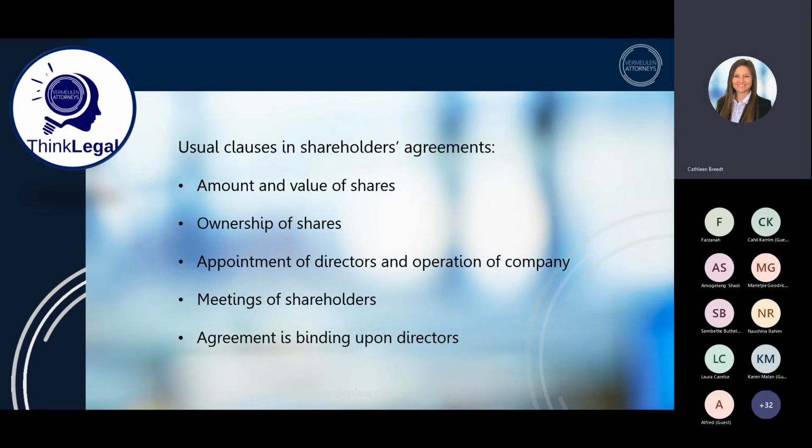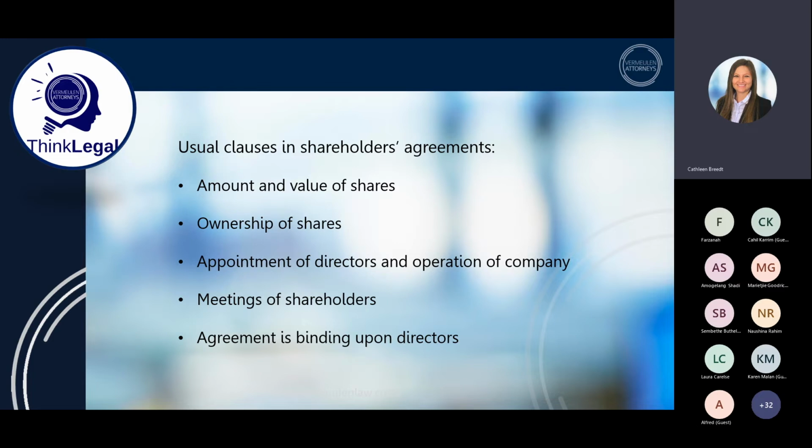The usual clauses included in the shareholders agreement would be the value and the amount of shares. As you probably know, a company can decide to issue 100 shares, 1,000 shares, 1,000,000 shares. It really does depend on the company itself, and what the value of each of those shares is at the inception of the company is also something that can be determined by the shareholders of the company.